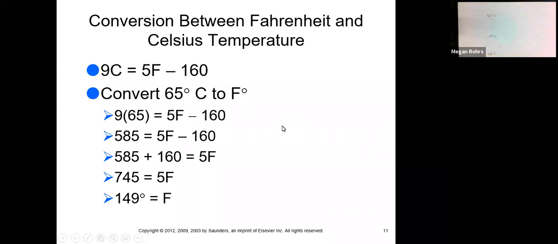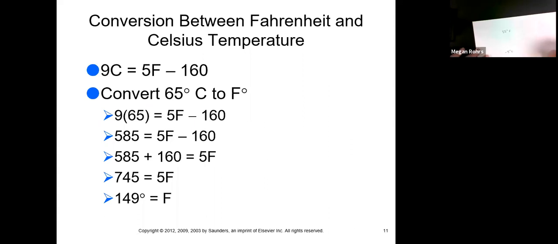So in this book, you can turn to page 67. You can see that this book offers you different equations to use to convert between Celsius and Fahrenheit. I prefer to use this equation because I think it's the easiest to remember and it's going to work no matter which way you want to go. So I'm going to write that on the top of my paper. So 9C equals 5F minus 160.